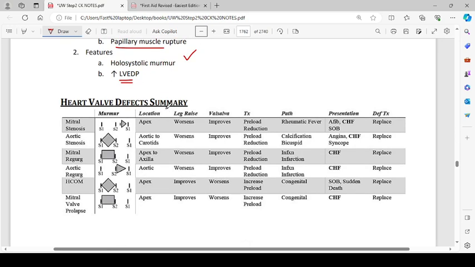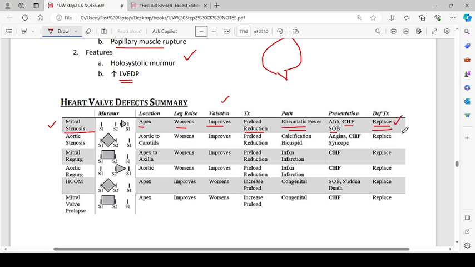Heart valve defect summary. In mitral stenosis, the murmur is an opening snap with a mid-diastolic rumble. The location is the apex. With a leg raise, because of increased preload, it will worsen. The Valsalva decreases the preload, so that improves the murmur of mitral stenosis. The treatment is preload reduction. The pathogenesis is that it is caused by rheumatic fever. In presentation, because the mitral valve is stenosed, the atrium starts dilating, and that can lead to pathological rhythms like atrial fibrillation, congestive heart failure, and shortness of breath.